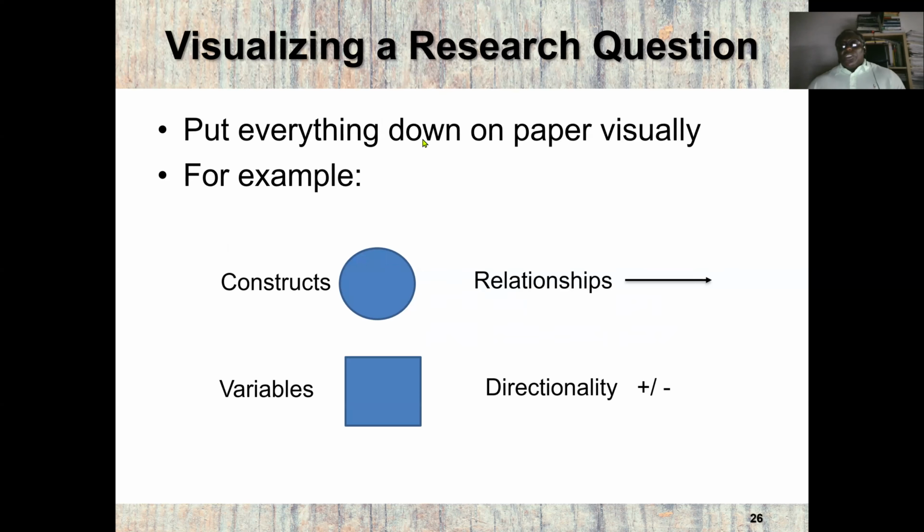And also we need to visualize our research question. So we should put everything down on paper visually. So in this example here, we use the symbol construct. We have a symbol for variables, show the direction or non-direction. And if you want to show the relationship, use the straight line. So these are just the symbols to use in visualizing the research question.